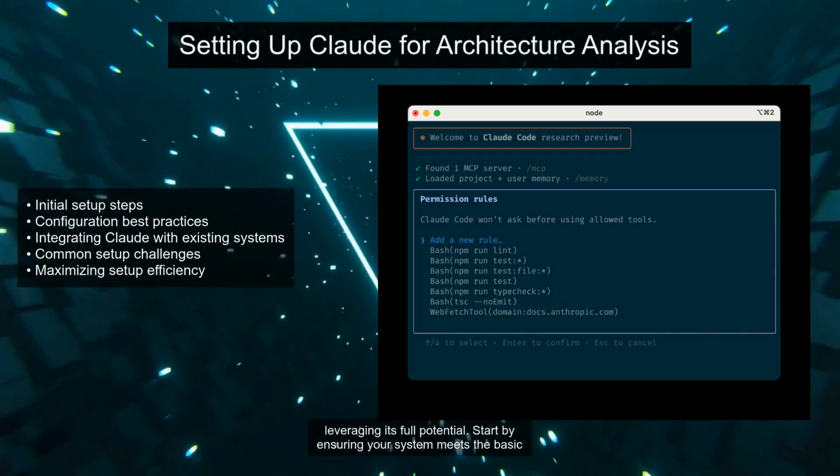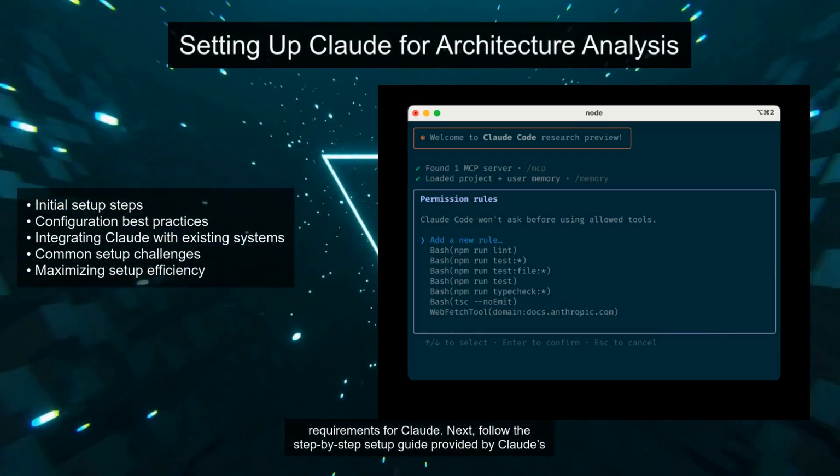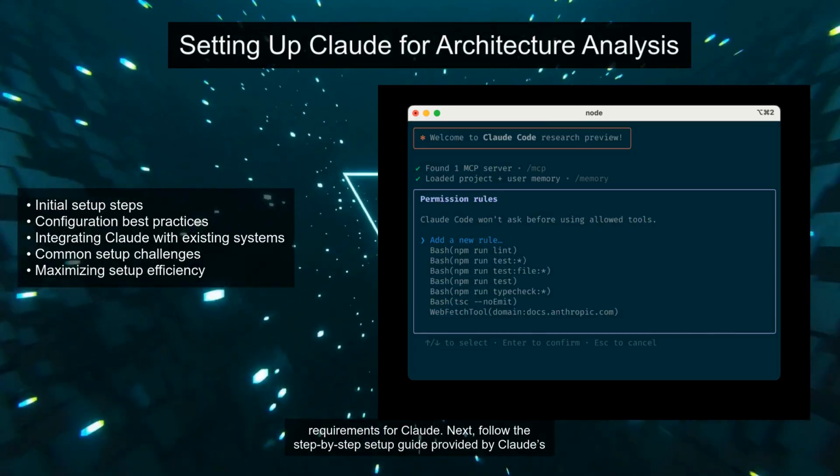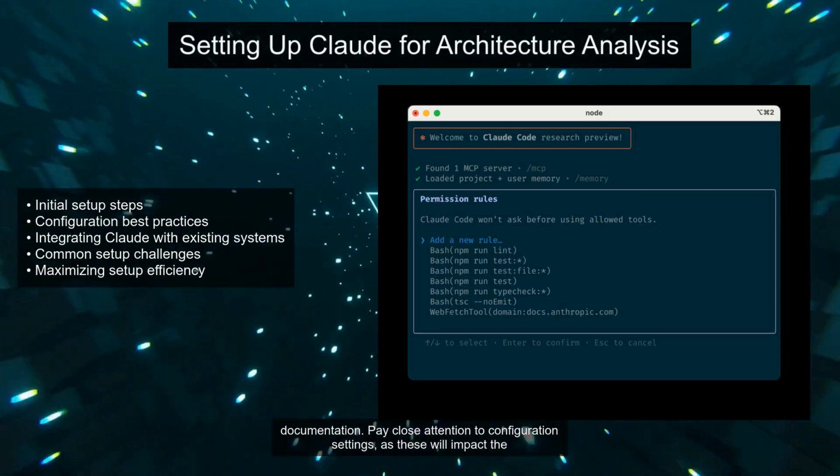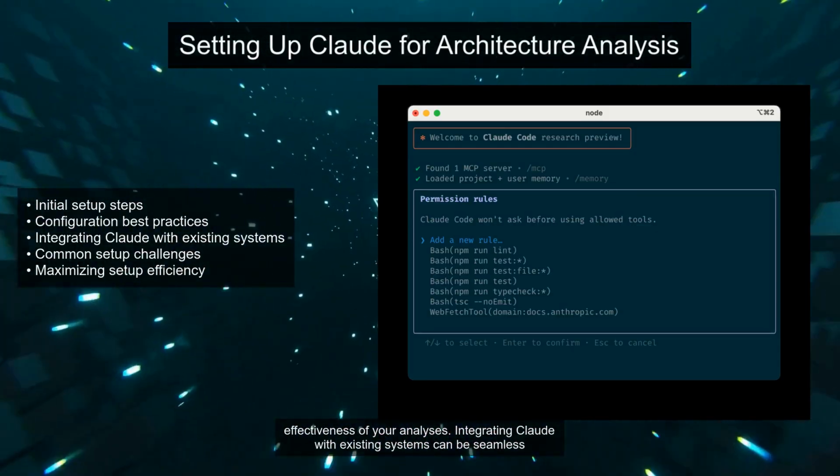Start by ensuring your system meets the basic requirements for Claude. Next, follow the step-by-step setup guide provided by Claude's documentation. Pay close attention to configuration settings, as these will impact the effectiveness of your analyses.